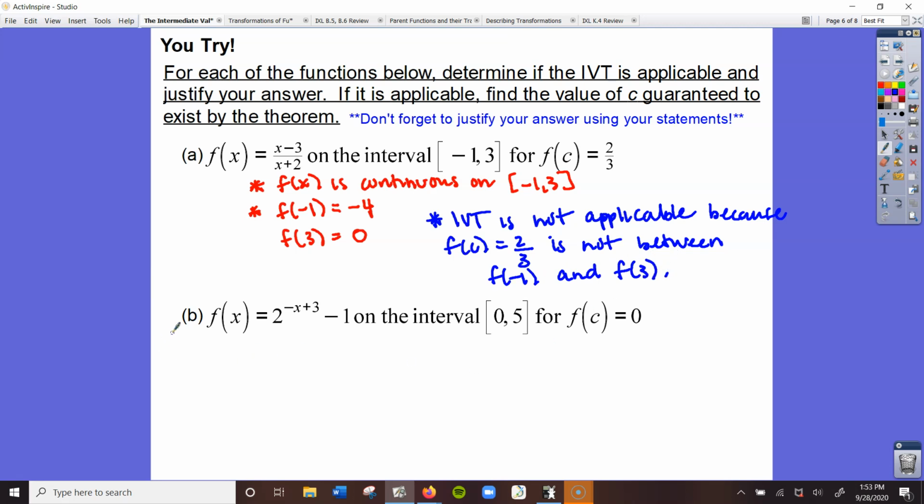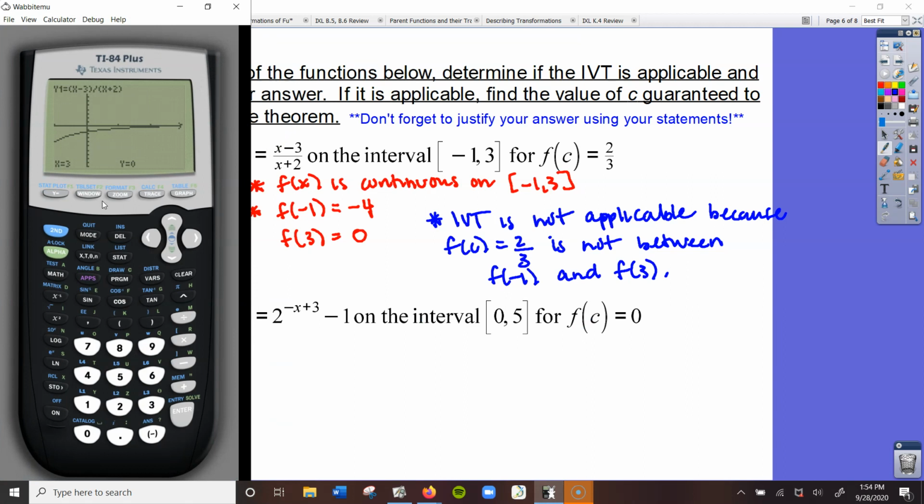Moving on to the next example, we have f of x is equal to 2 raised to the -x plus 3 minus 1 on the interval 0 to 5, and we want to find for f of c is equal to 0. So I'm going to, again, go ahead and adjust my window. Now it's from 0 to 5. I'm going to go to my y equals menu, and I'm going to type in my function. So I'm going to delete this one.